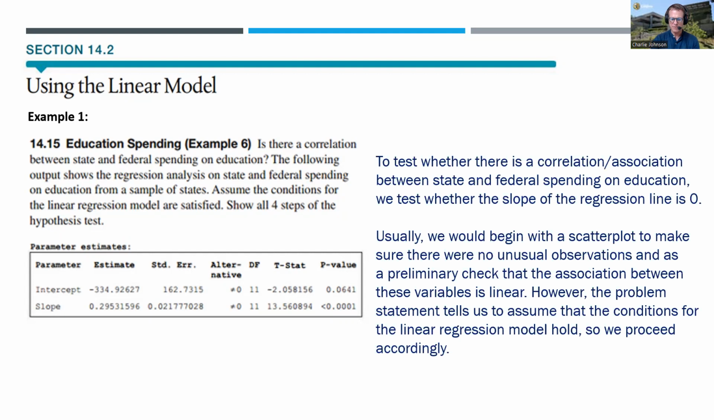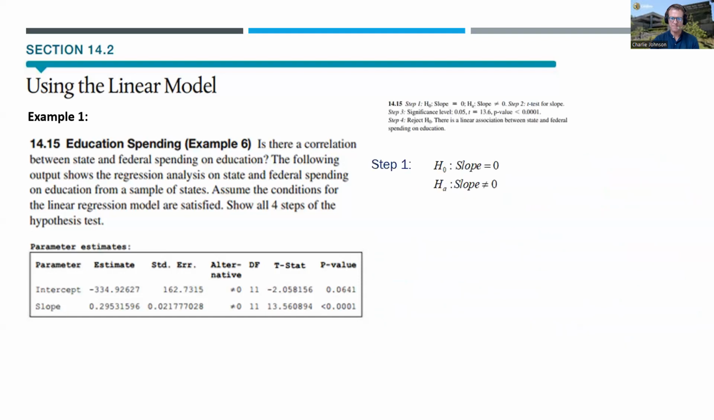Usually, we would begin with a scatter plot to make sure there were no unusual observations, and as a preliminary check that the association between these variables is linear. However, the problem's statement tells us to assume that the conditions for the linear regression model hold, so we proceed accordingly.